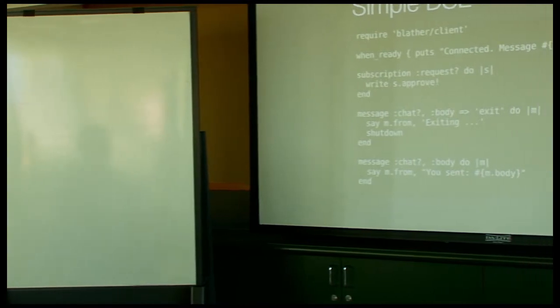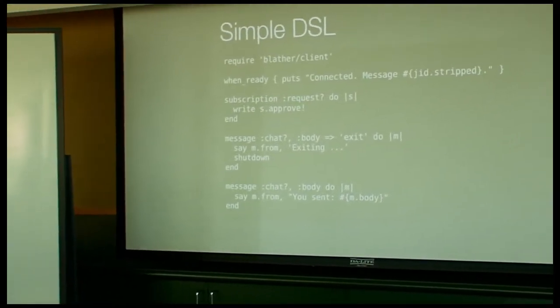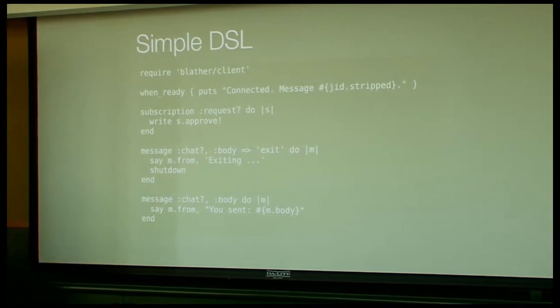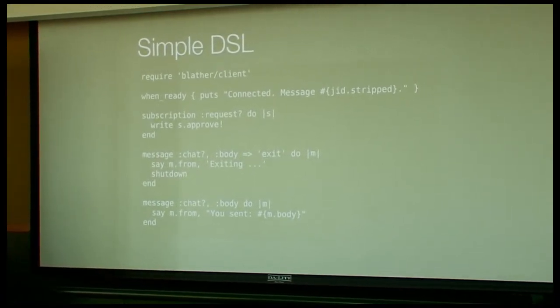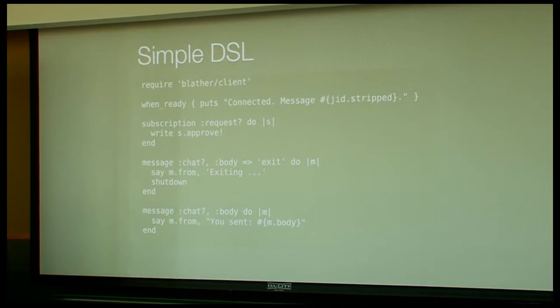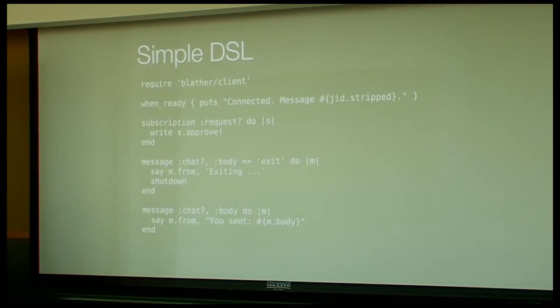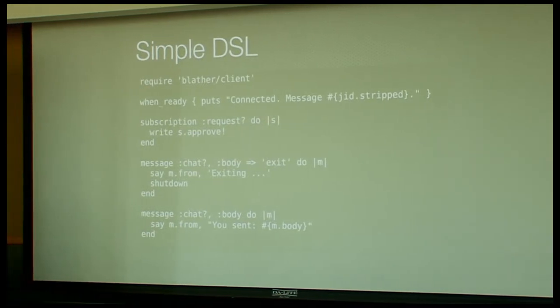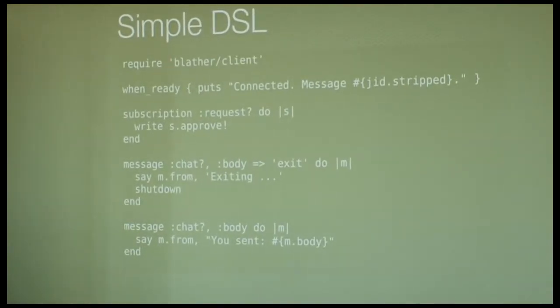So you're just basically requiring the library. It's Blather client, so that if you wanted to, you could just include Blather and you would just have the parser and the stream handler and write your own DSL on top of that. But if you include Blather client, you get the DSL for free. So then the DSL basically looks like this.